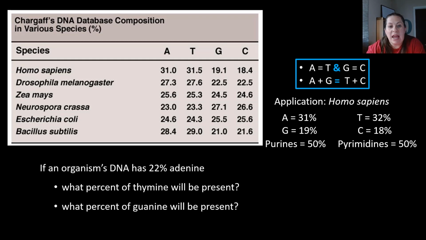Here's a question for you, a little quiz. If an organism's DNA has 22% adenine, so 22% A, what percentage of thymine will be present? Well, guys, if A equals T, what would T be? 22%. And what percent of guanine would be present? Well, A plus G equals T plus C, so this is 50% where it should equal. It's already got 22%, so what's 50 minus 22? That would be 28. So you could use his math equations to figure out A, T, G, and C if you are given enough information.